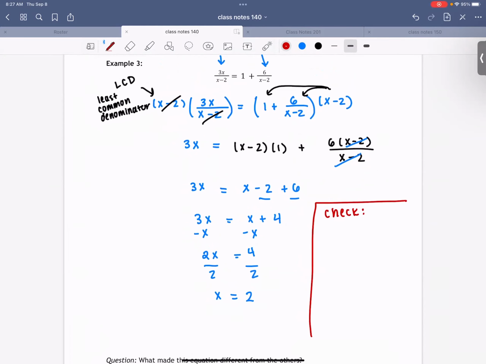Okay, so I'm going to take my equation and every time I see x, I'm going to write 2. So we've got 3 times 2 over 2 minus 2 equals 1 plus 6 over 2 minus 2. Okay, so just plugging in. All right, on the top we've got 6 over 0 equals 1 plus 6 over 0. Uh-oh. What's the problem here? Yeah, they're not equal, and also we're dividing by 0, right? Yes? I was going to say that 6/0. Yeah, 6/0 doesn't actually exist.